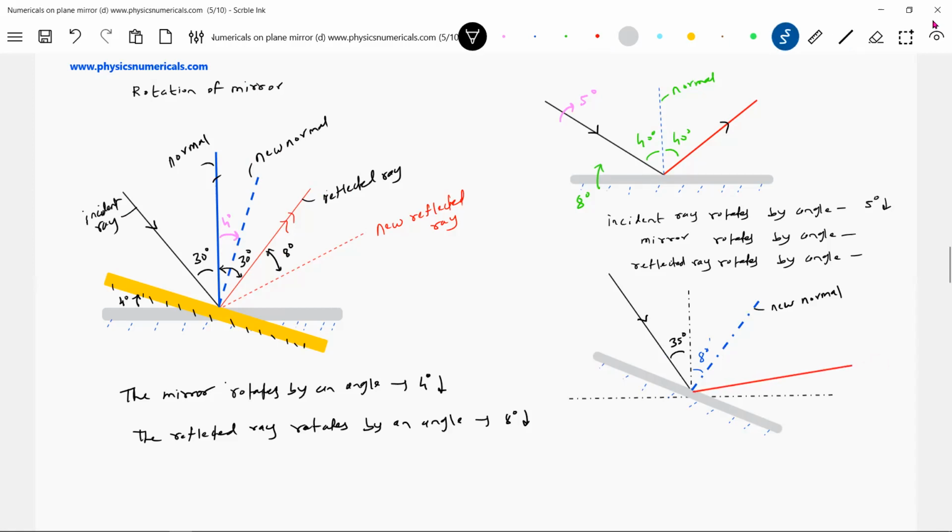Okay, the two arrows indicate the reflected ray. This is the incident ray. This is the normal. So earlier, what was the angle? I'll make a change. What was the angle that the reflected ray was making with the normal? 40 degrees. So now how much is it? 43 plus 8, 51 degrees it is making. So how much, in fact, did the reflected ray get rotated? By 11 degrees.